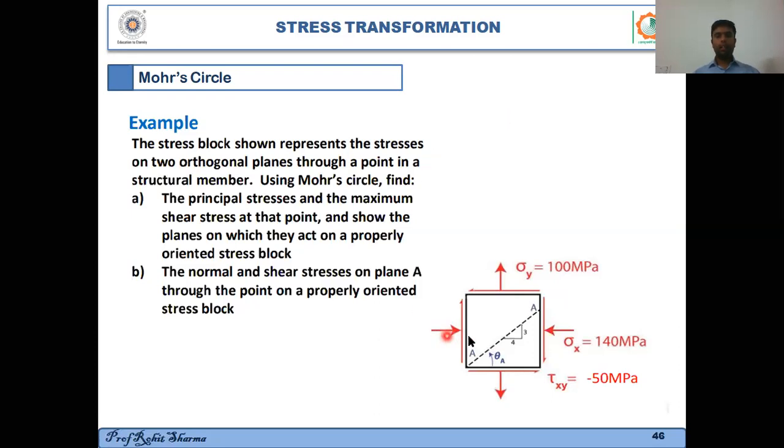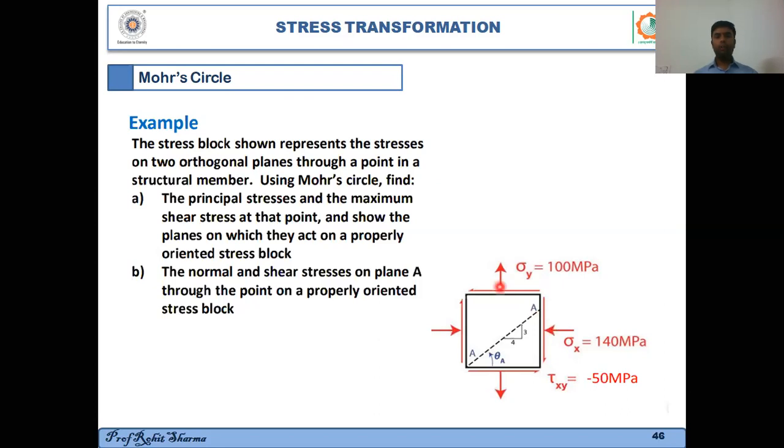So suppose this stress block, the question is like this: the stress block shown represents stresses on two orthogonal planes through a point in a structural member. Using Mohr circles, find number one, the principal stress and maximum shear stress at that point, and show the planes on which they act on a properly oriented stress block. And number two is the normal stress and the shear stress on a plane A through a point on a properly oriented stress block, right?